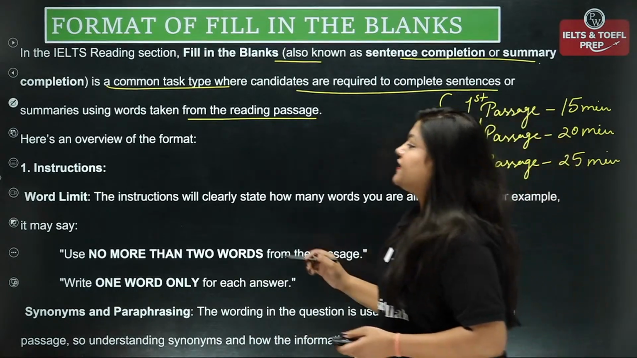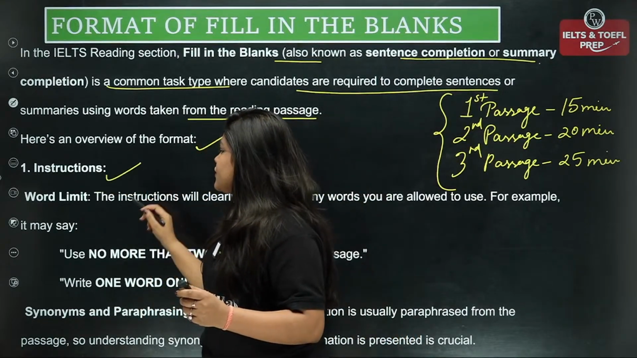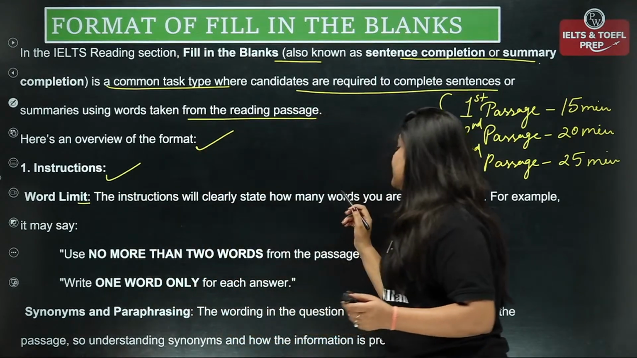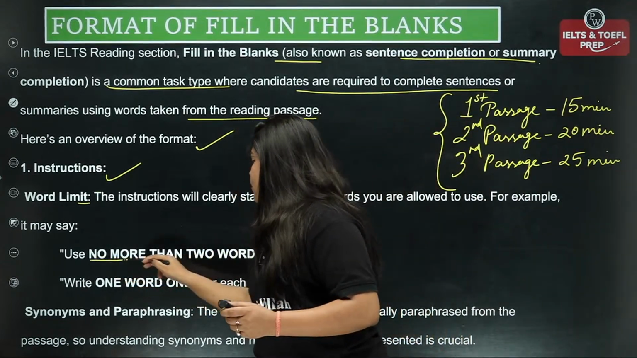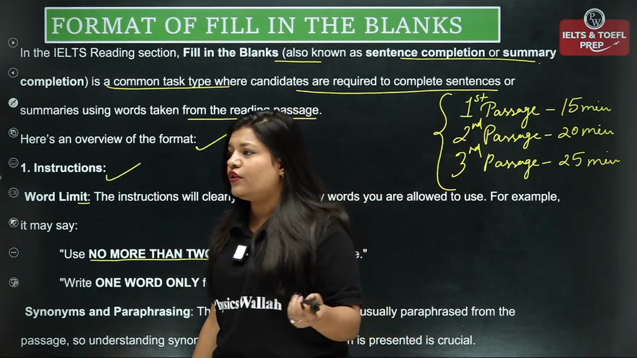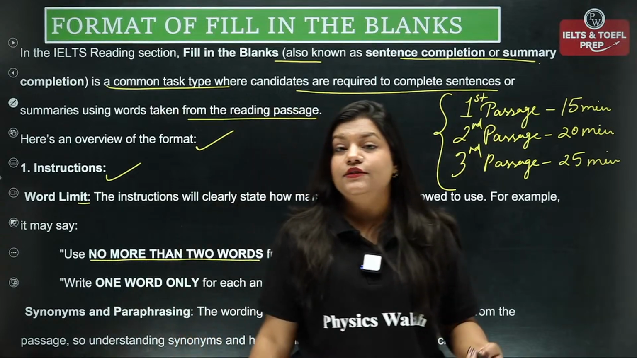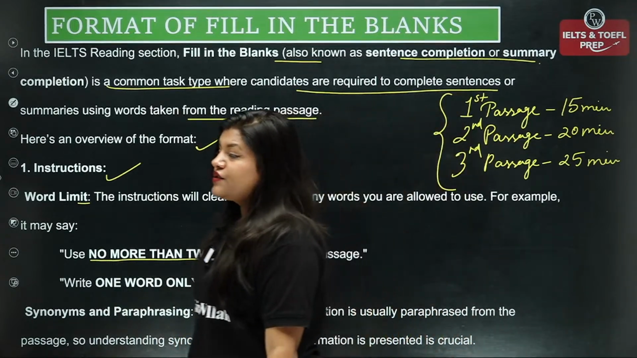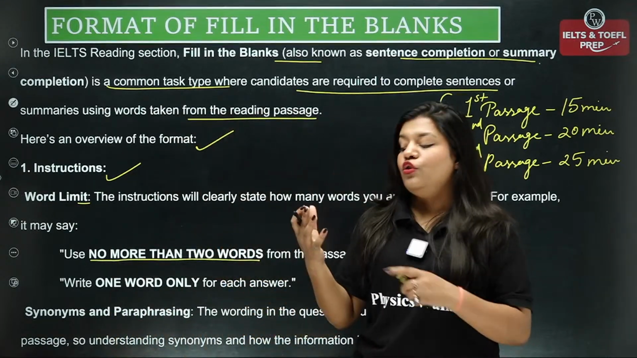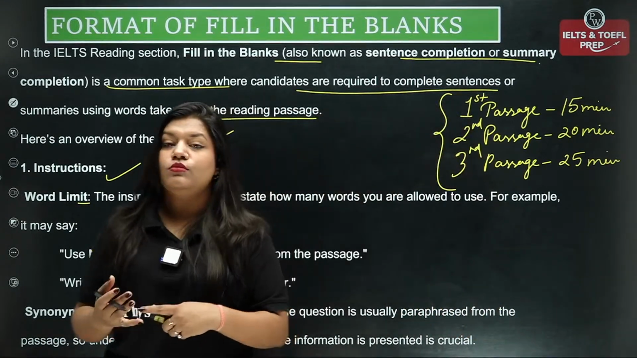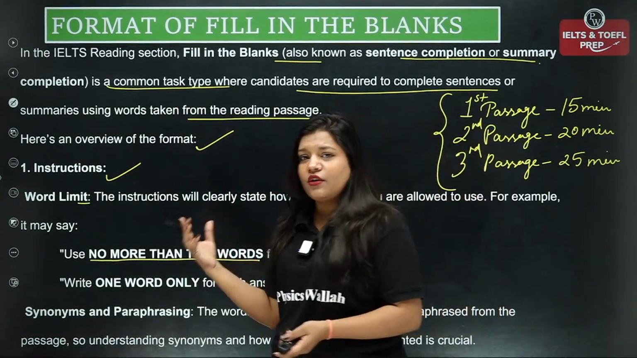Okay. Now, next, here is the overview of the format. Let me just give you a gist of the format. First of all, instructions, word limit. The instructions will clearly state how many words you are allowed to use. For example, it may say use no more than 2 words. As I have already told you, in the majority of question types where you need to fill in the details on your own, the instructions are already given, that you can use no more than 1 word only, no more than 2 words, no more than 3 words. Majorly the word limit is, at most, 3 words.